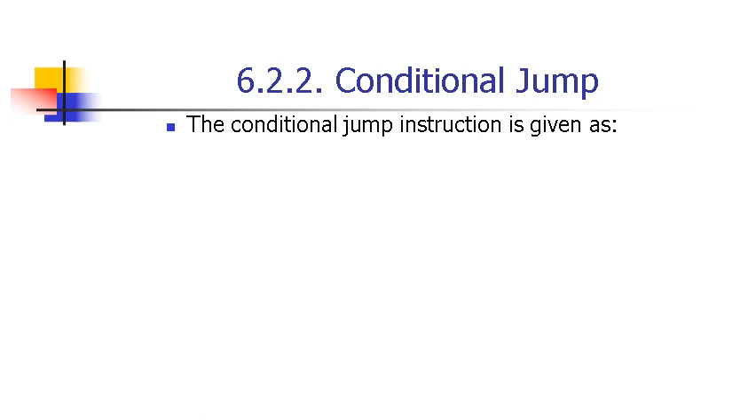So the conditional jump instruction. Now we move to the second type of jump, which is the conditional jump, meaning you do the jump after checking a condition. If the condition for the jump is satisfied, is met, you do the jump. Otherwise, you go to the next sequential instruction to be executed and start executing it.